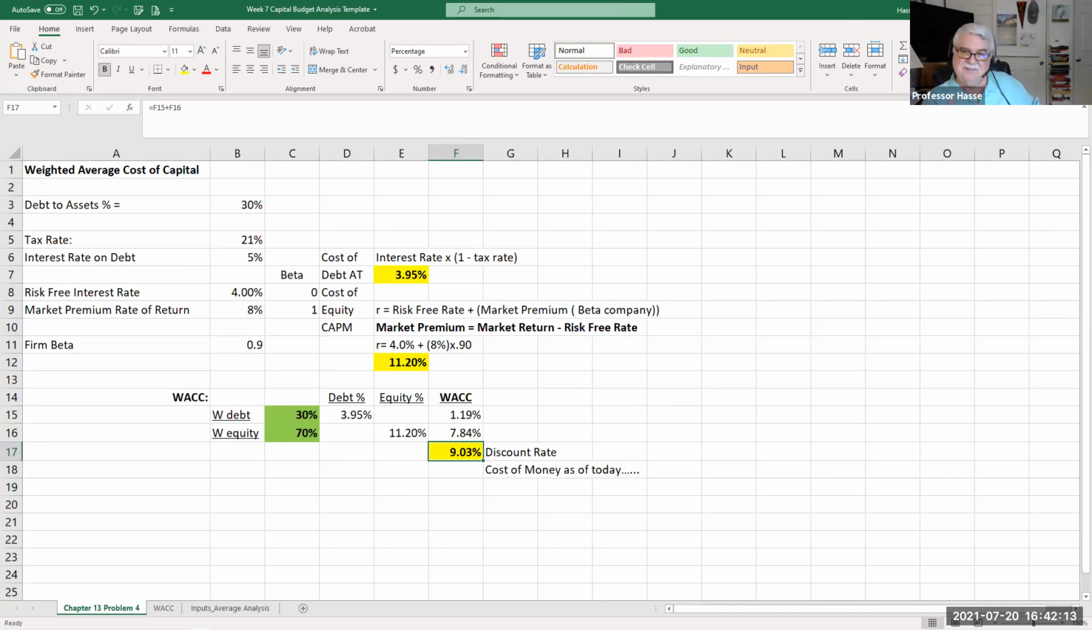And that will be used as a discount rate in any problem or any capital return analysis that this company will be doing. So that's a perfect template for weighted average cost of capital. You have to understand the terms and then put them into the equations to determine that number of 9.03%.